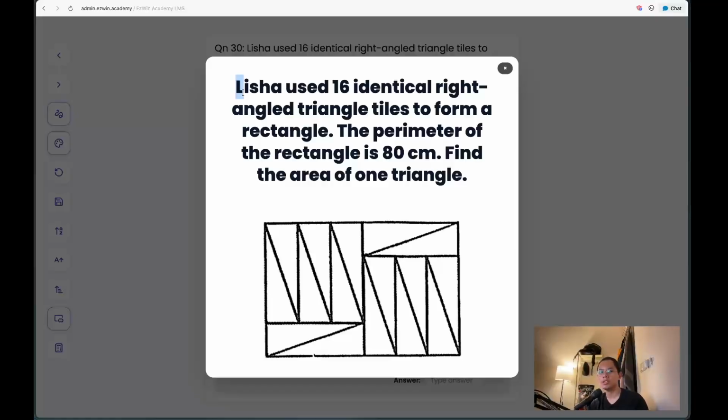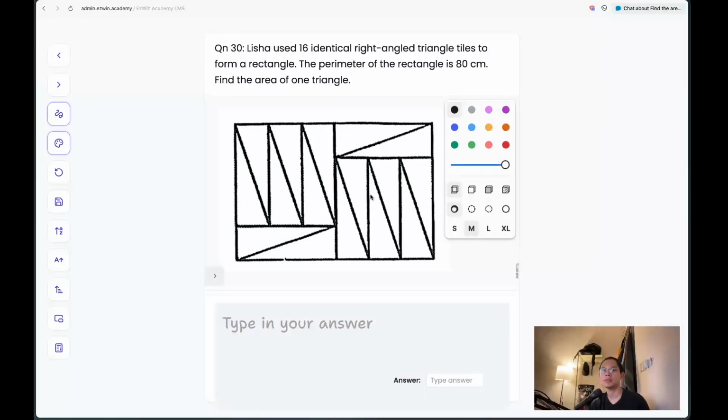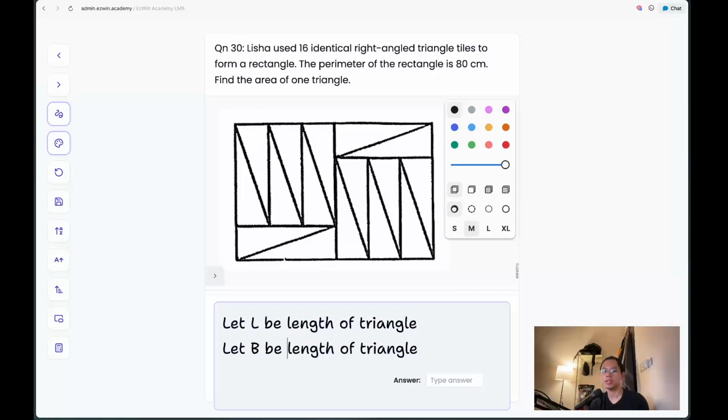Question 30. Lisha used 16 identical right angle triangle tiles to form a rectangle. The perimeter of the rectangle is 80 centimeters. Find the area of one triangle. So we know that the perimeter of the rectangle is 80. I'm going to put here, let L be the length of the triangle and let B be the breadth of the triangle.